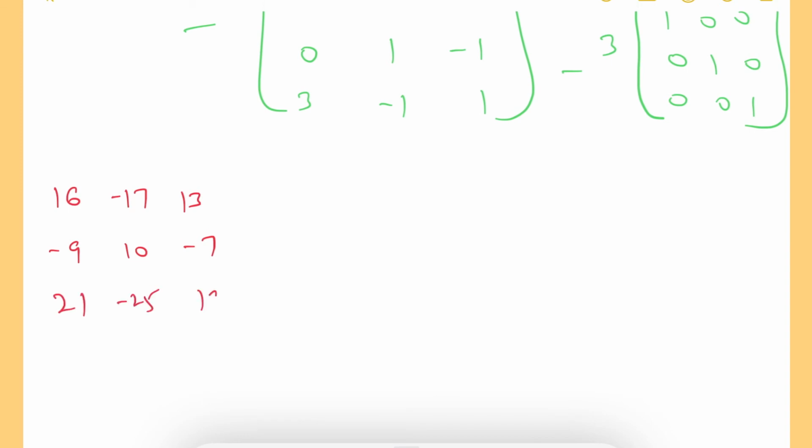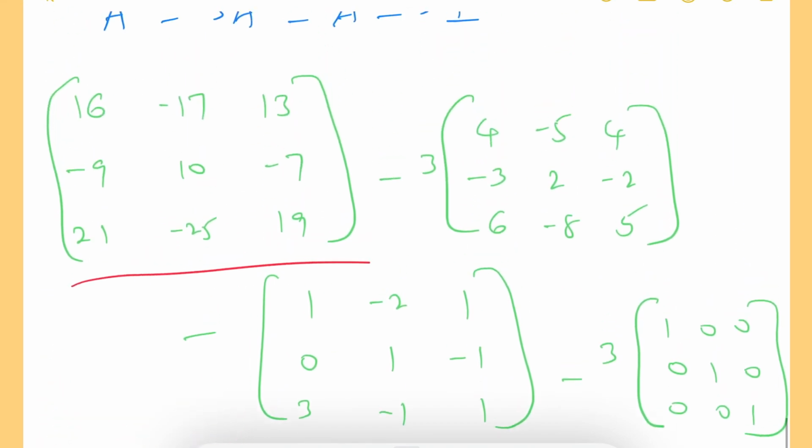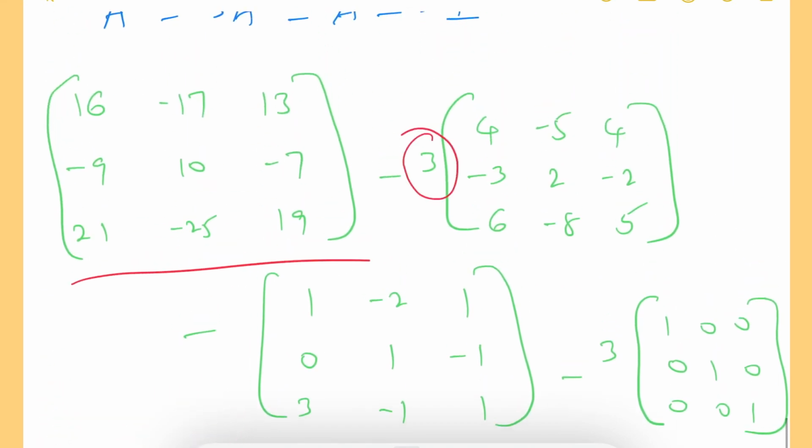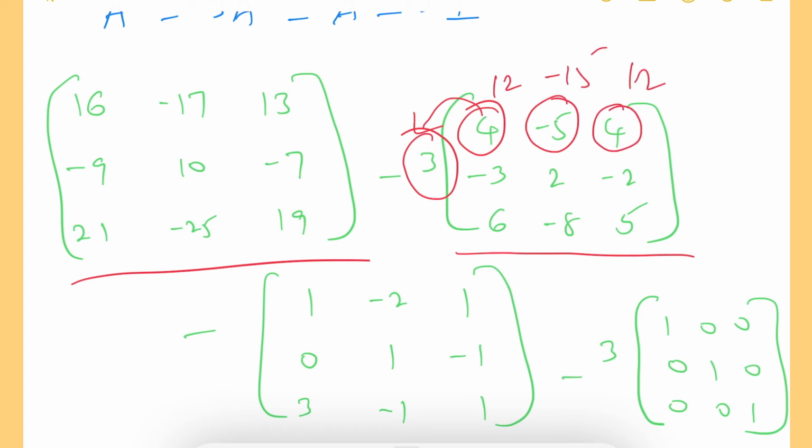21 minus 25, 19. Minus this 3, we need to multiply with each and every element of this second matrix. First I will go with the elements only, then every element I will multiply with 3. 4 3s are 12. Minus 5 into 3, minus 15. 4 into 3, 12. So we will get 12, minus 15, 12.